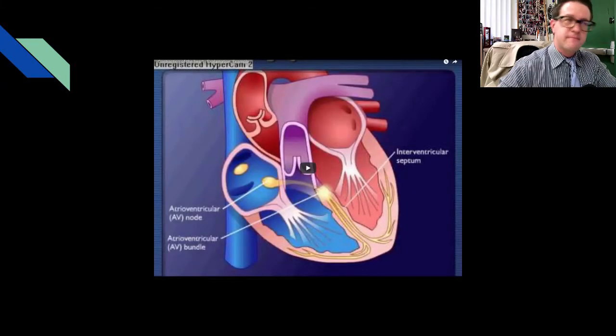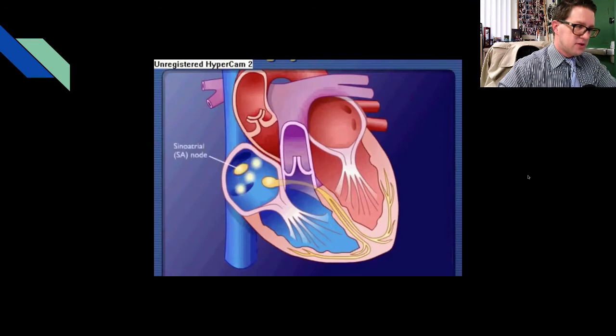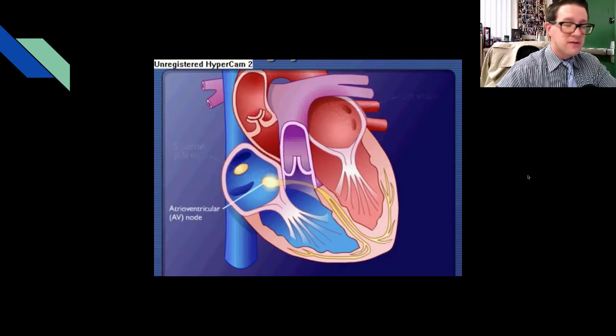What does that look like? This. There's the SA node. It depolarizes, sends a signal out to the AV node. Turns out there's a little pause in there. The result is the atria will contract.